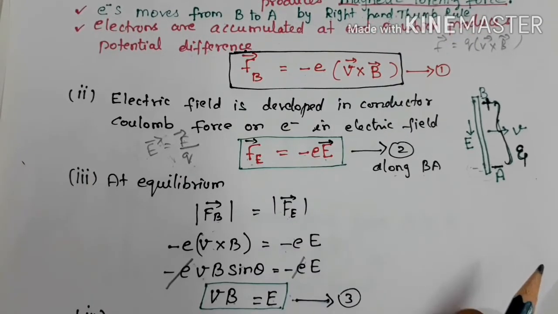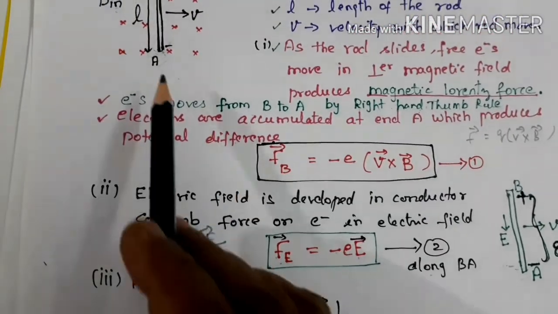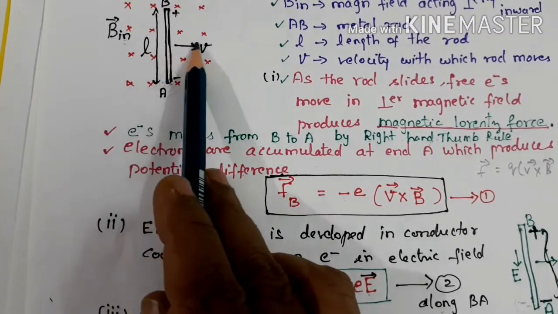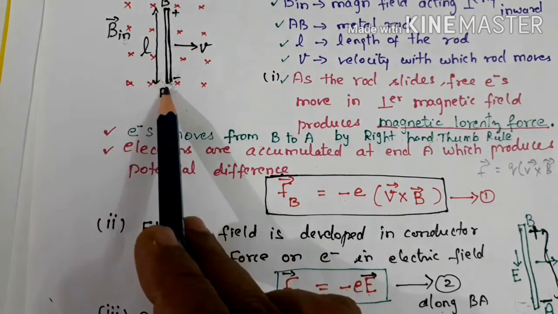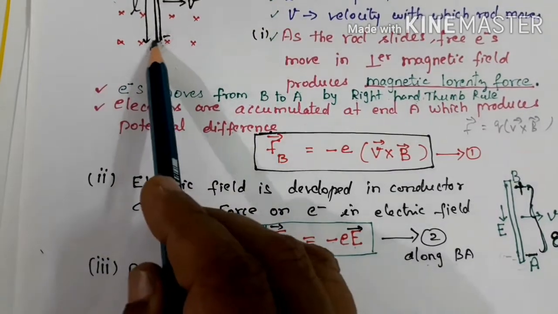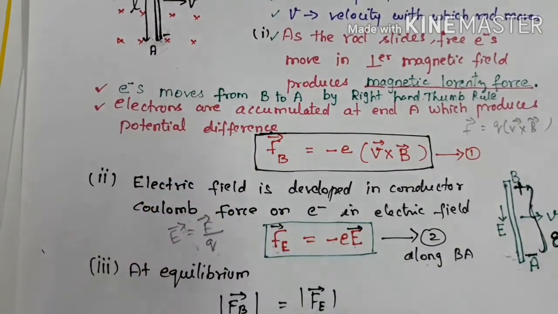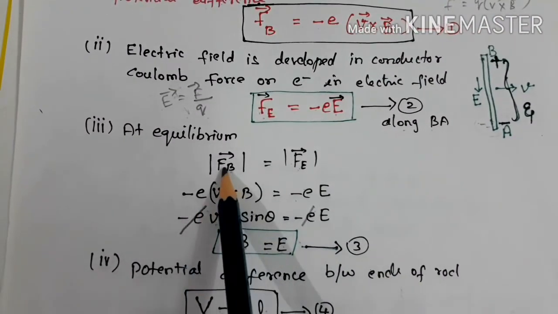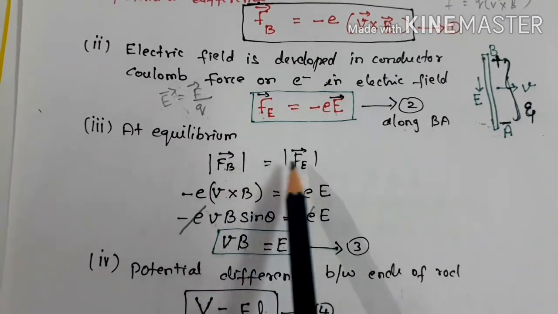Now, how long will these electrons be saturated at this end A, children? Only as long as you drag this rod will the electrons be moving from B to A and accumulating. So till the saturation point the electrons will be moving to A. So at equilibrium you can say the Lorentz force and the Coulomb force are equal.